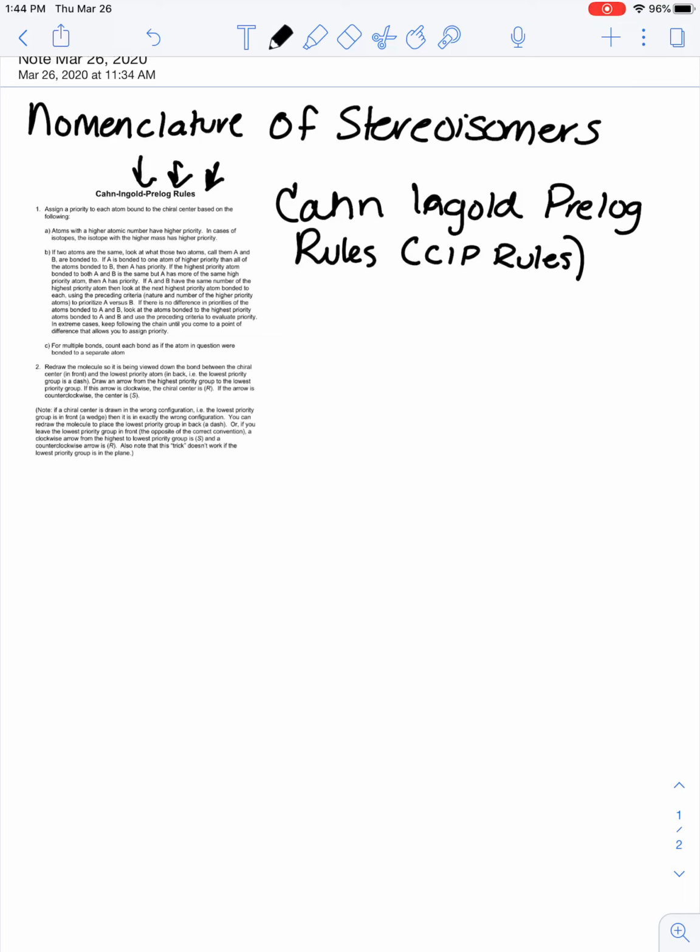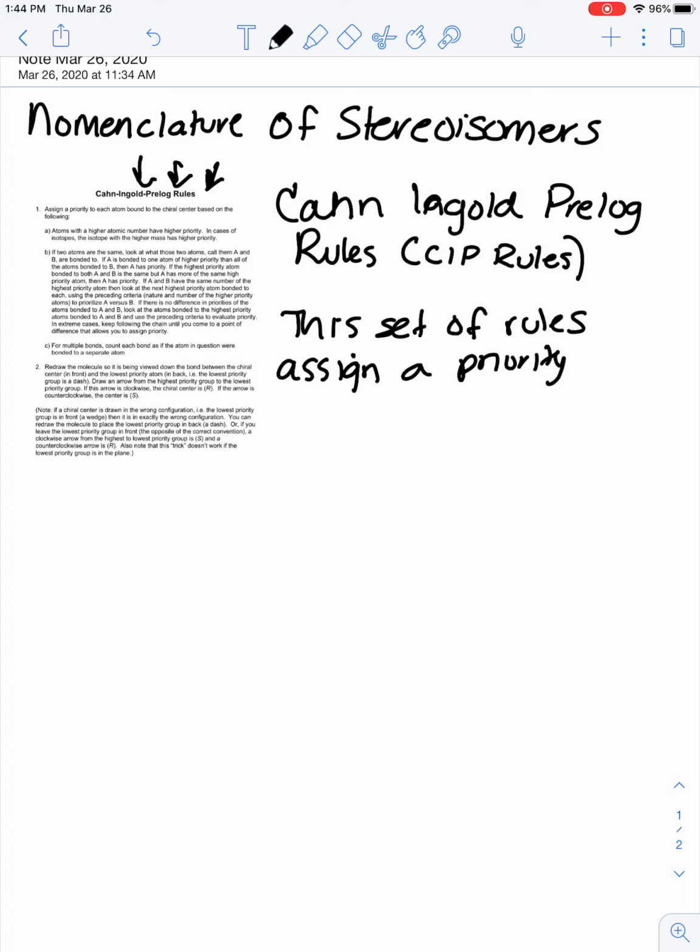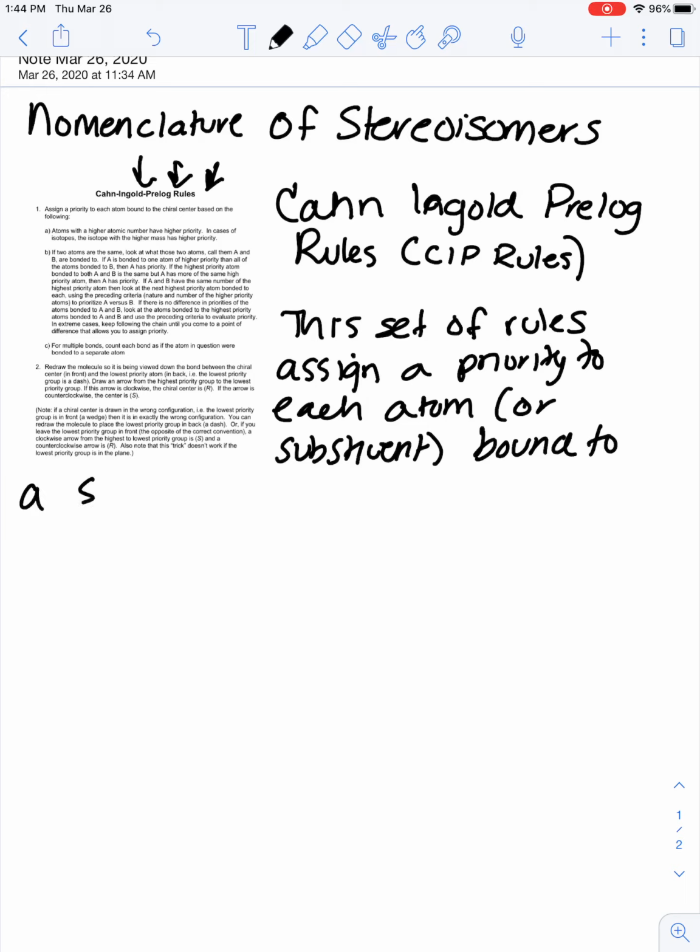So we're going to go through this set of rules slowly, step by step. This set of rules assigns a priority to each atom or even substituent bound to a stereocenter. So remember, a stereocenter is a carbon atom that has 4 different substituents attached to it. Today we're going to be talking about only tetrahedral carbon atoms. Next lecture will be on something that's containing a double bond.